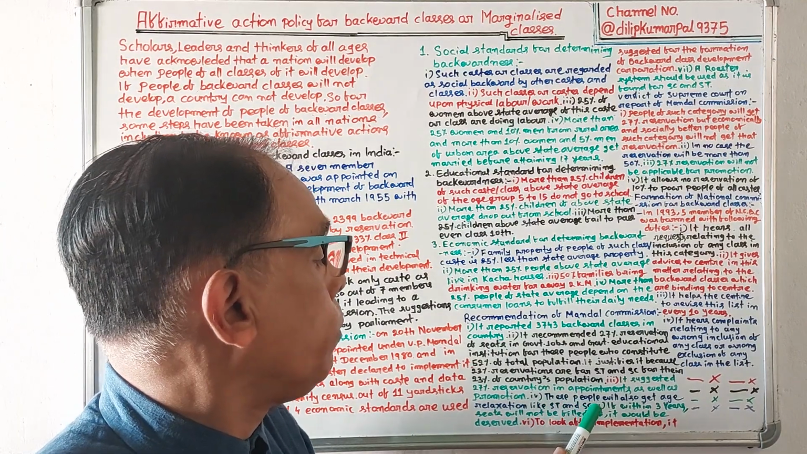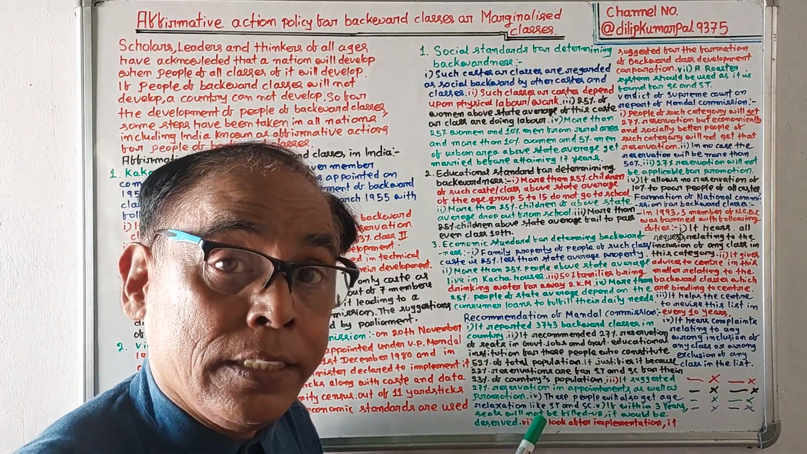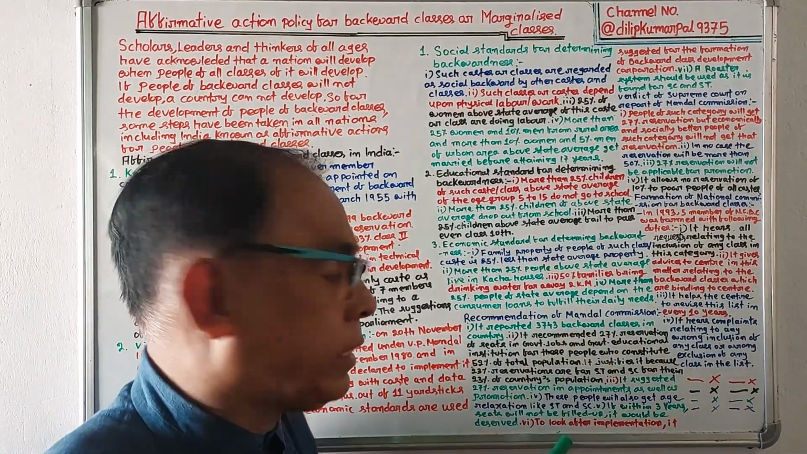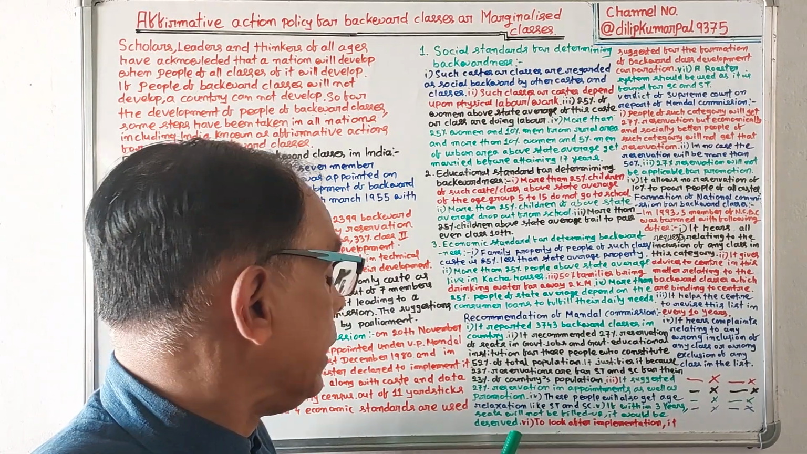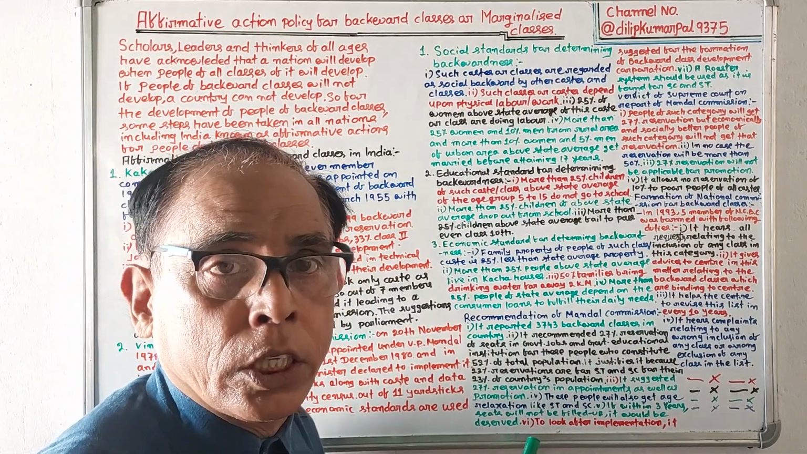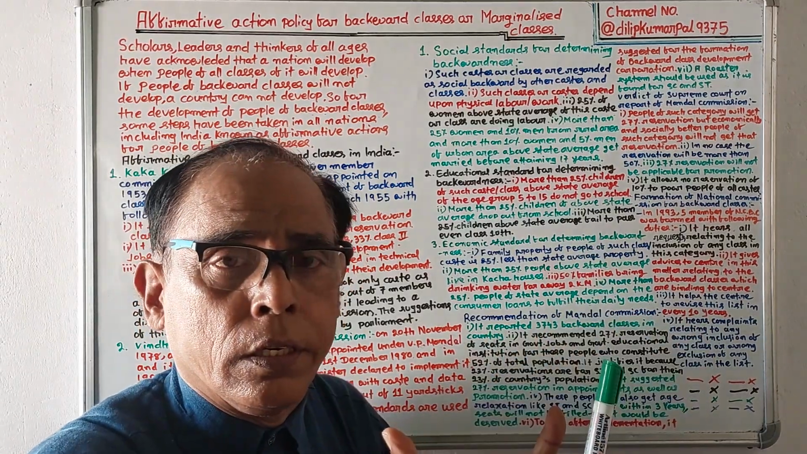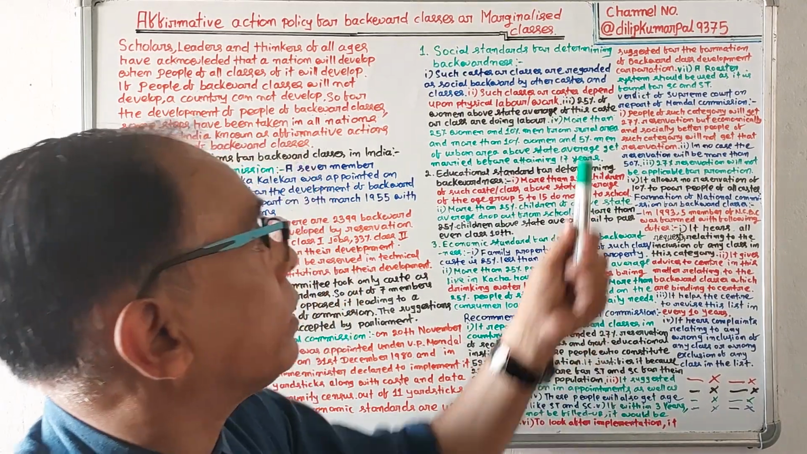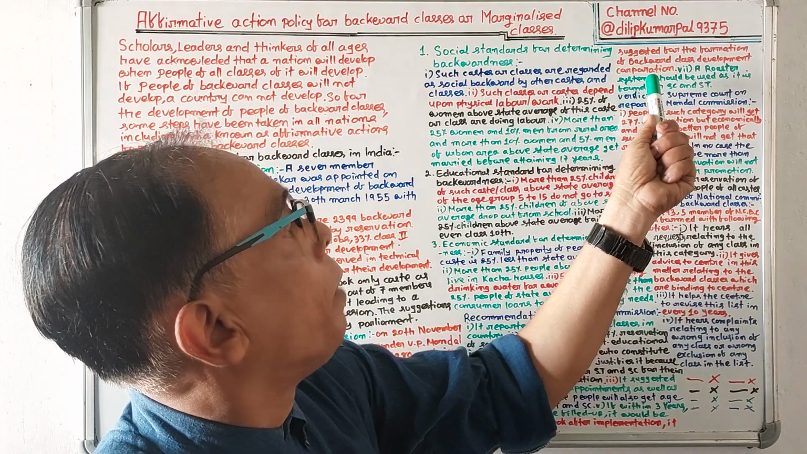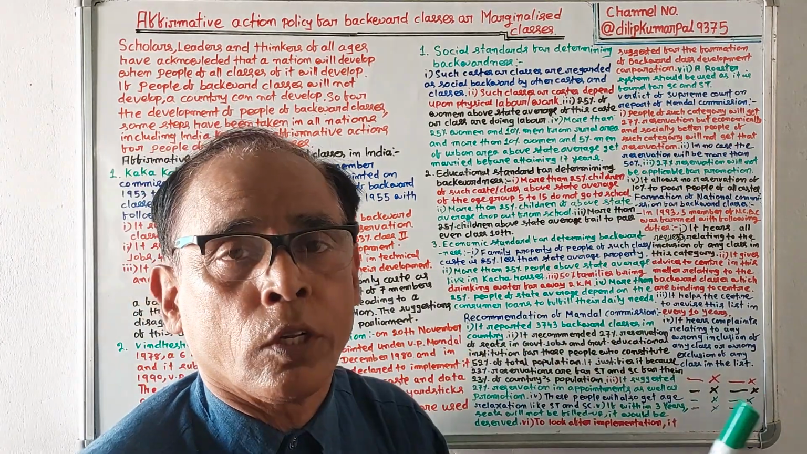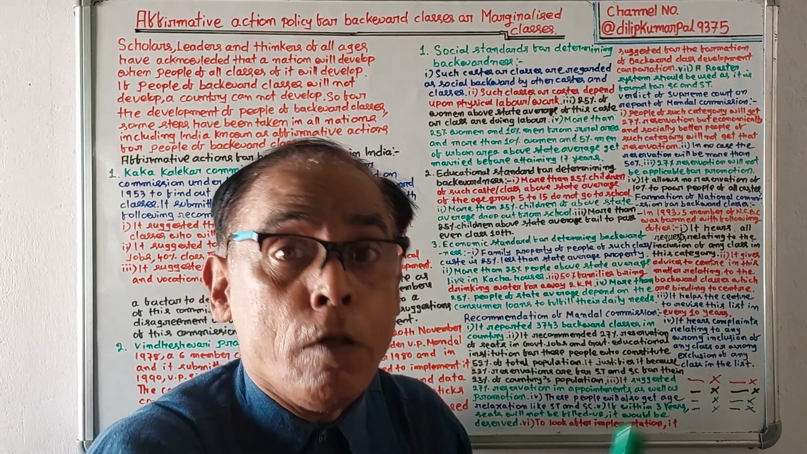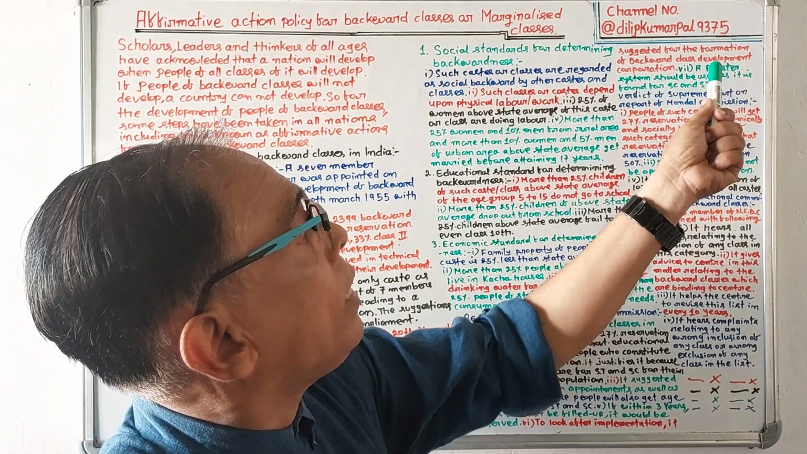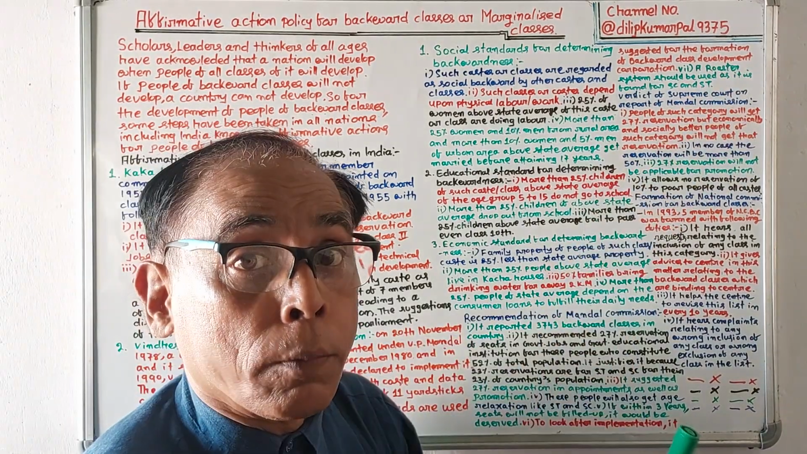Number 4, it suggested that people of backward classes will get age relaxation like people of ST and SC. Number 5, if within 3 years seats are not filled up, they will be de-reserved. Number 6, to look after the implementation of the suggestions, it recommended the formation of a Backward Class Development Corporation.